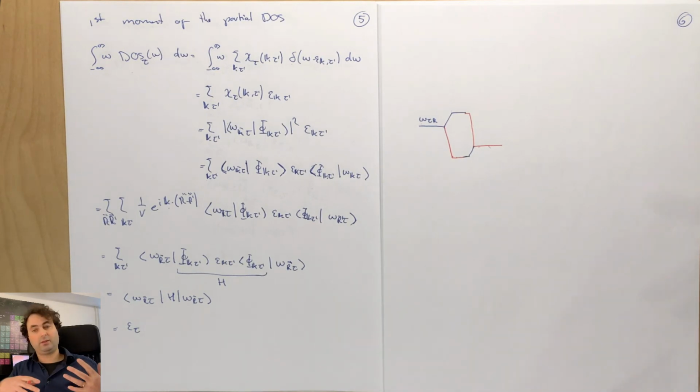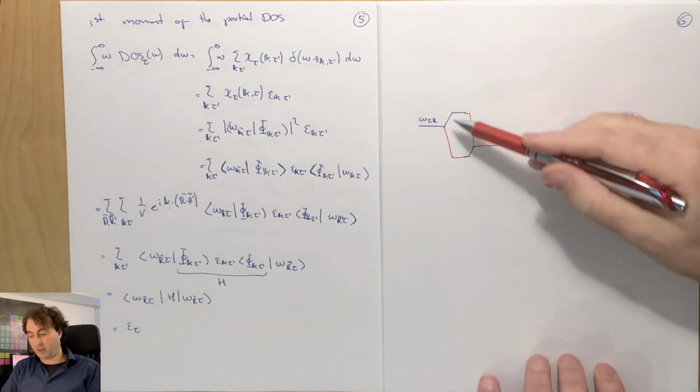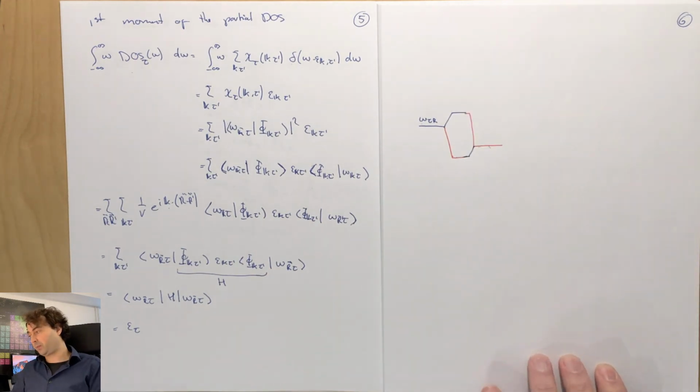Or in other words, interaction of a system with its neighbors is not going to change the local energy that you have, but it's of course going to change the energies of the eigenstates that we have.